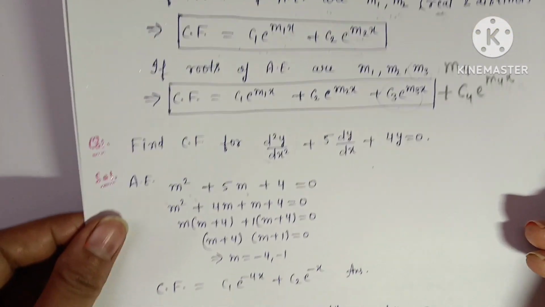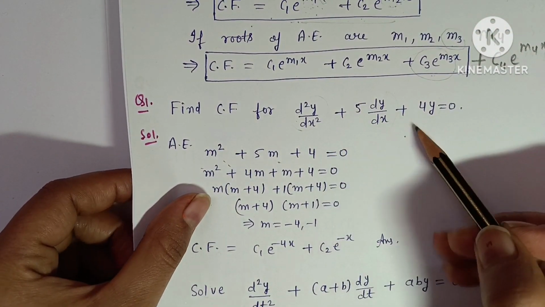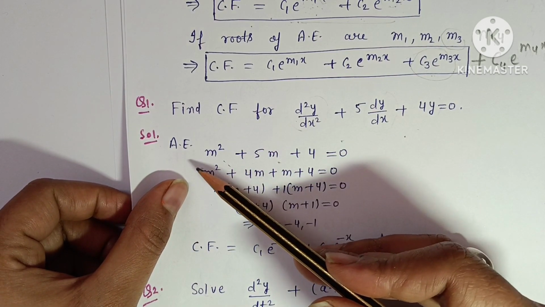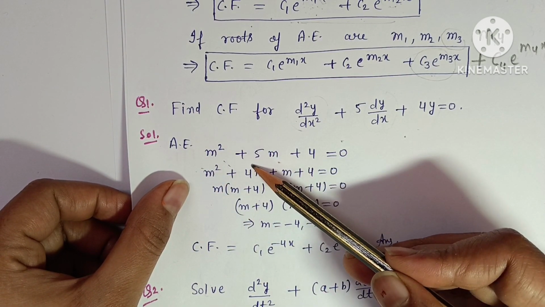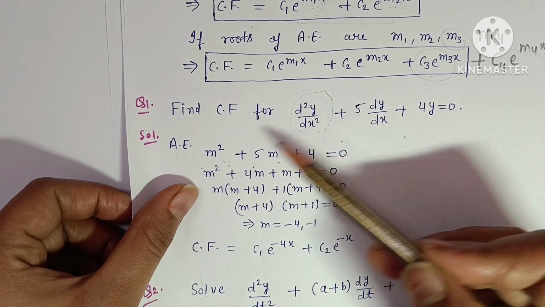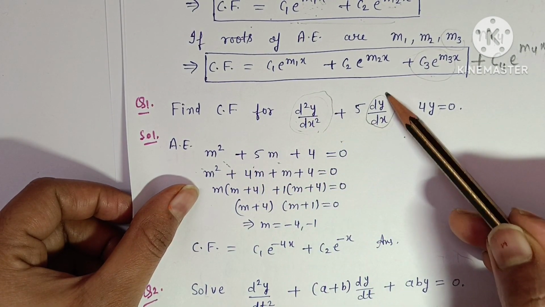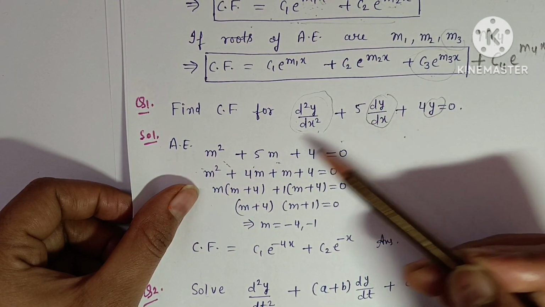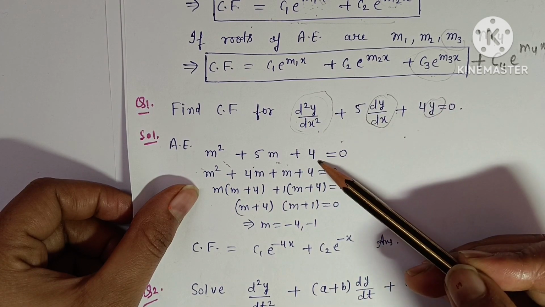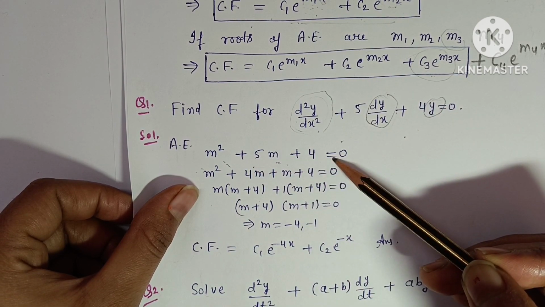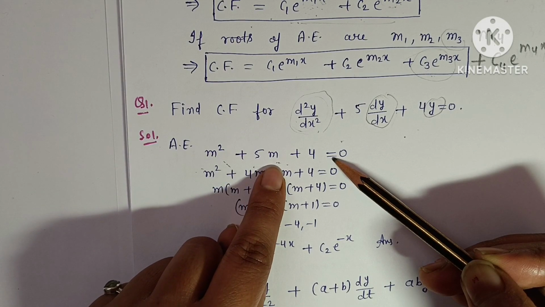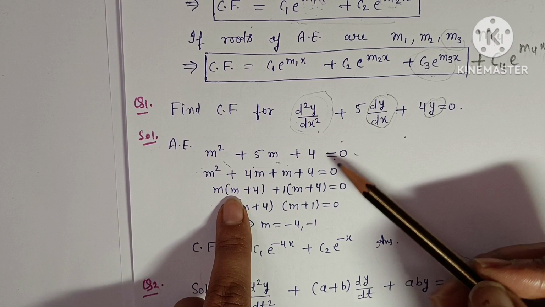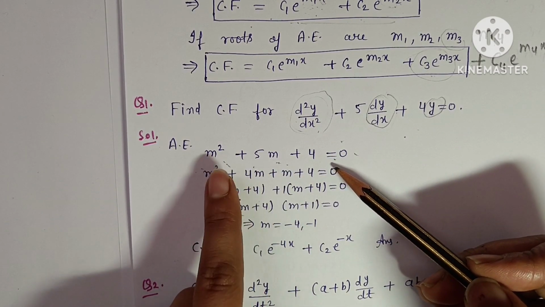So let's discuss the first example. In this question you have to find CF. So what will we do? First we will write the auxiliary equation. How to write the auxiliary equation? The second order derivative is replaced with m square, first order derivative is replaced by m, and y is replaced by 1. So you have this auxiliary equation m square plus 5m plus 4 equal to 0. Then you have to solve this equation and you can find its roots.